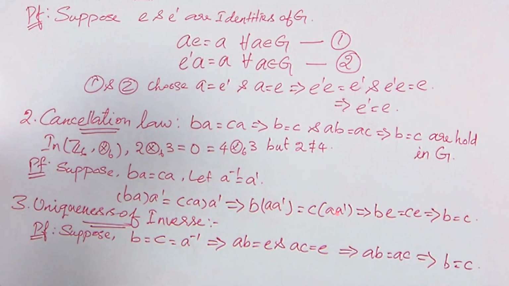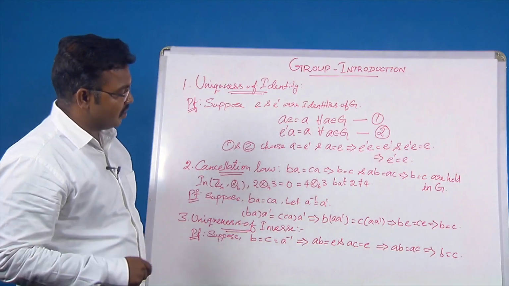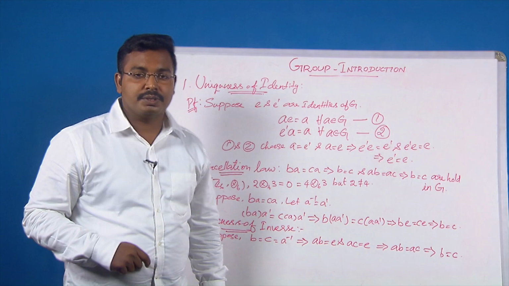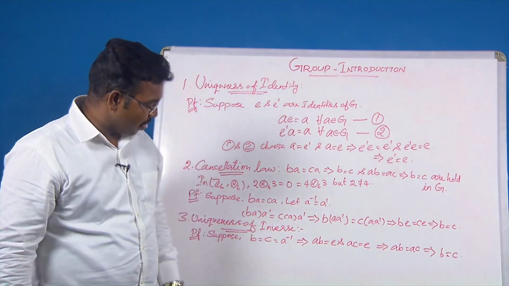therefore, B into E. Similarly, here also this is identity, therefore, C into E. We know by identity axiom B into E is B, C into E equal to C, therefore, B equal to C. So, we have proved the right cancellation law. Similarly, the left cancellation law is also valid, therefore, cancellation law is valid in case of a group.